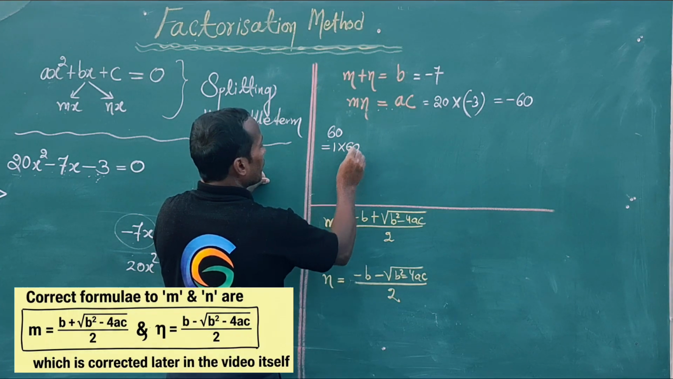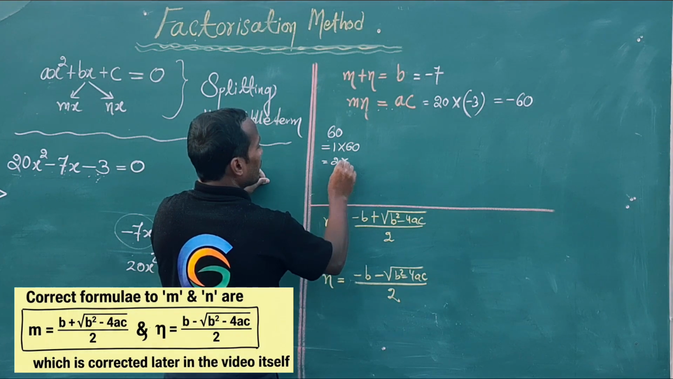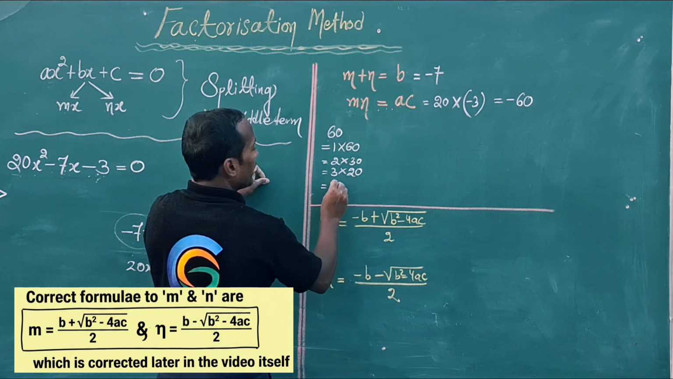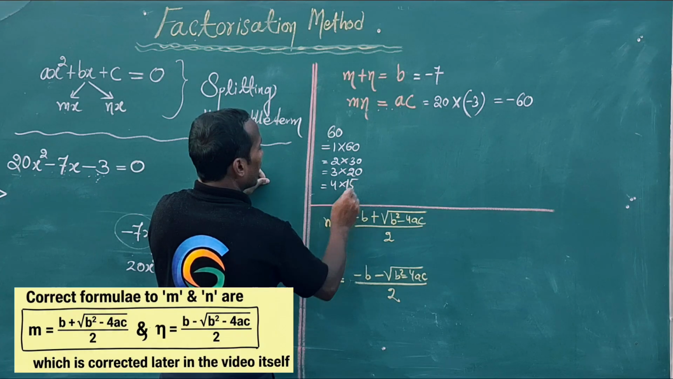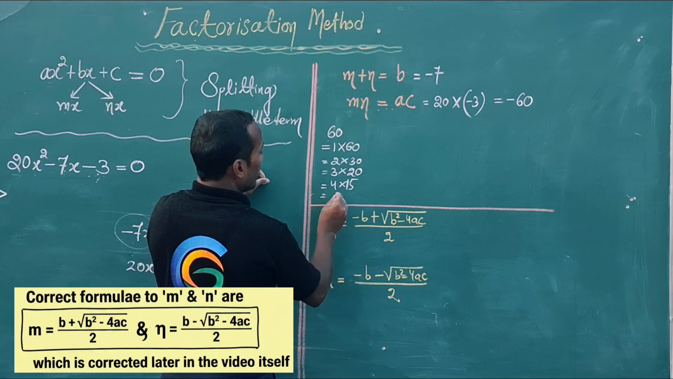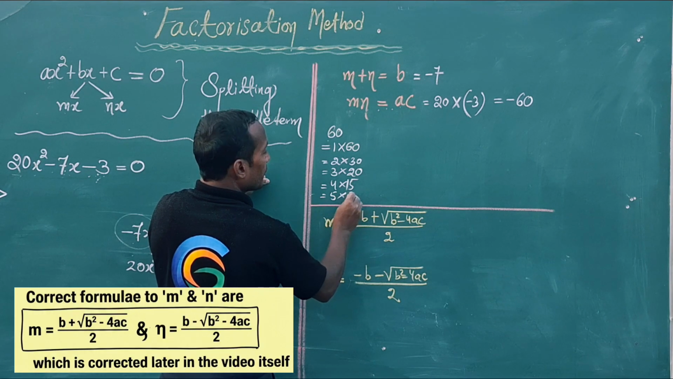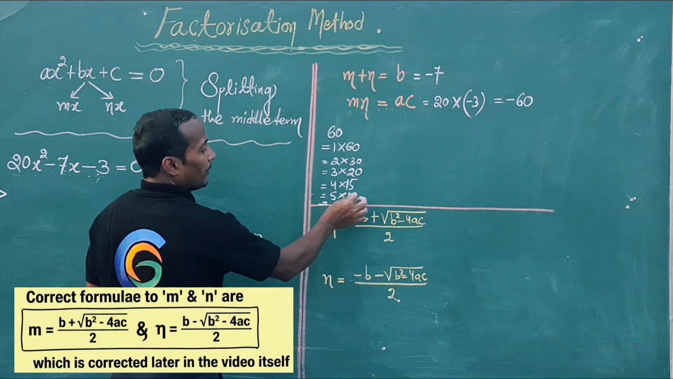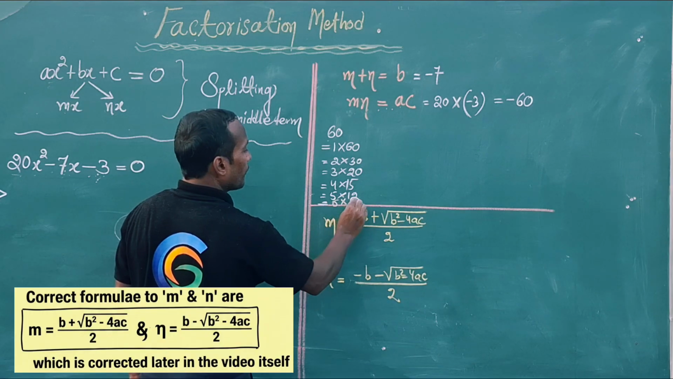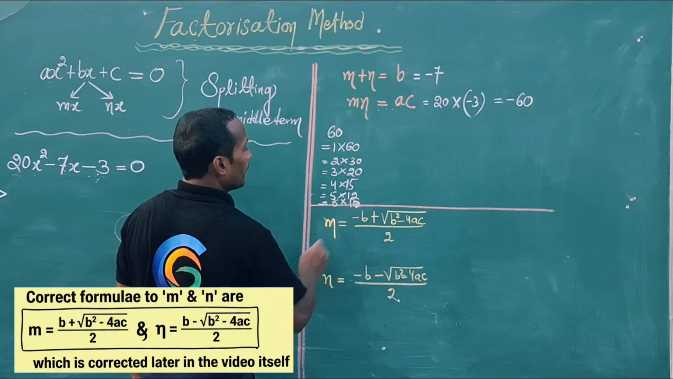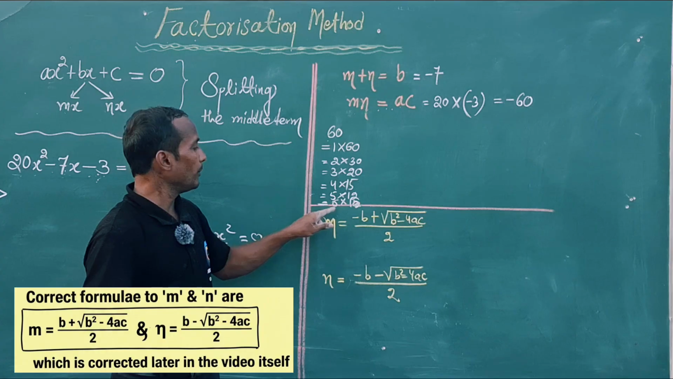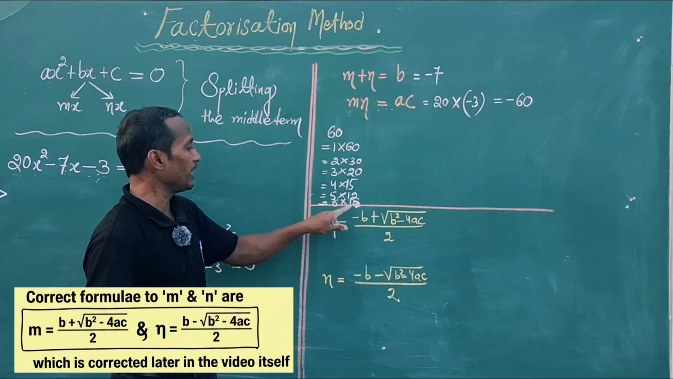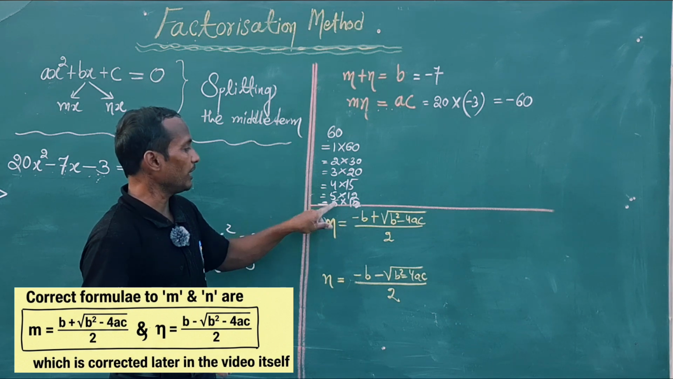I can write 60 as 1 into 60, or as 2 into 30. I can write it as 3 into 20, as 4 into 15, also as 5 into 12, and 6 into 10. I can write it in this many ways. By 7 it is not divisible, by 8 no, by 9 no, by 10 yes, 10 into 6, but I have already written 6 into 10, so I am not writing any more.